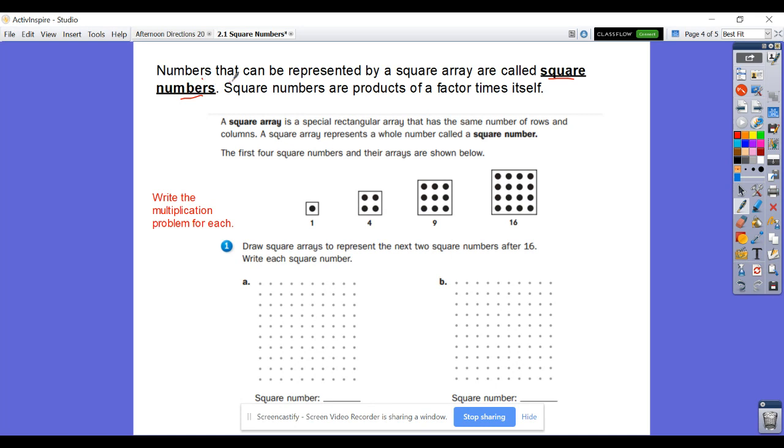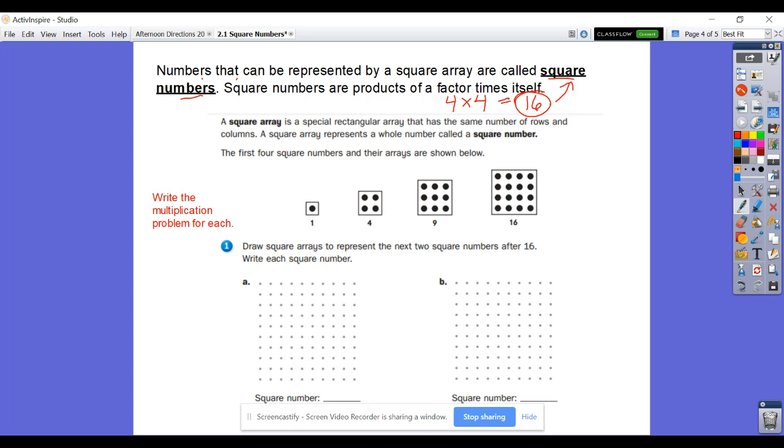It means numbers that can be represented by a square array are called square numbers. Square numbers are products of a factor times itself. In this case, our factor was 4. So we did 4 times itself, 4. And the product, which means the answer to our multiplication problem, was 16, which makes 16 a square number.